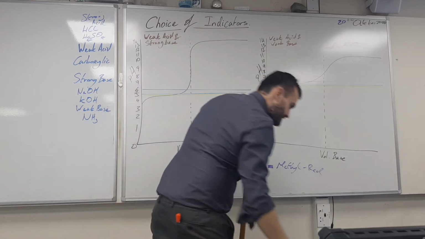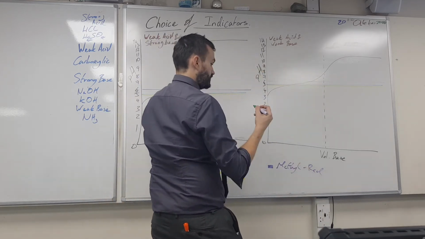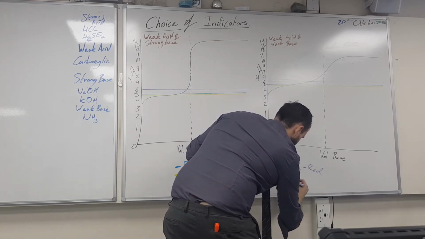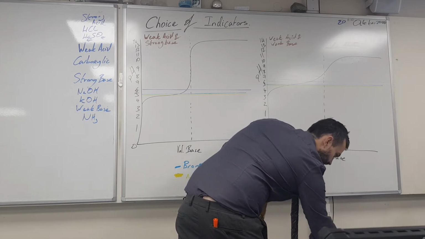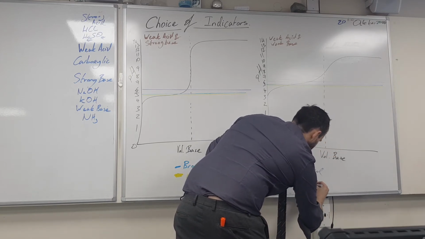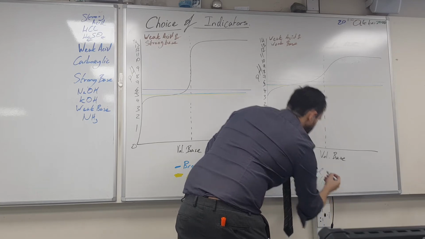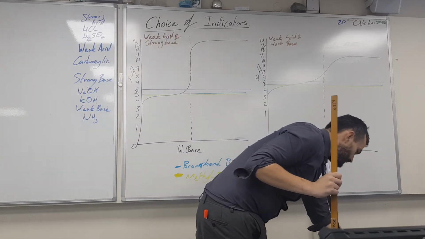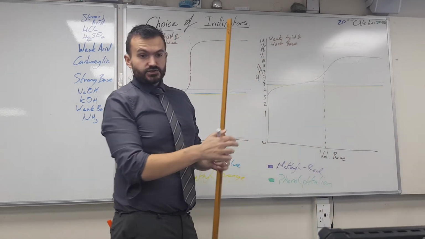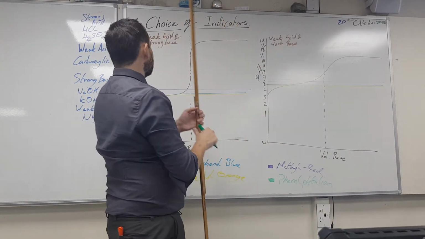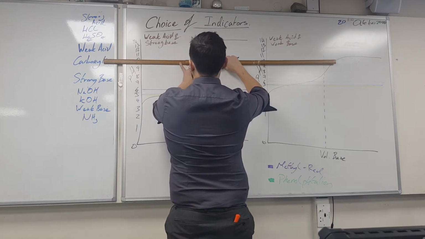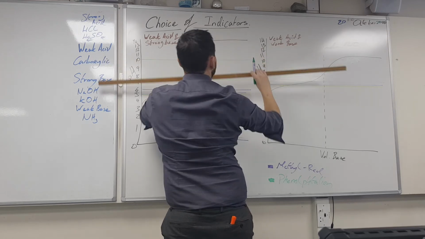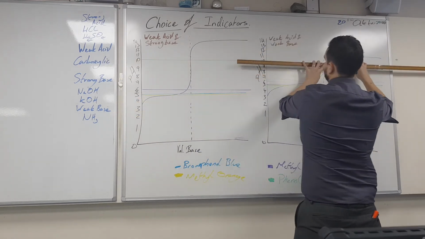So our next choice is going to be in green, phenolphthalein. Our fourth indicator is phenolphthalein, and phenolphthalein changes at a pH of 10. So I'm going to get my line, pH 10. So there's one, and then on the other one.